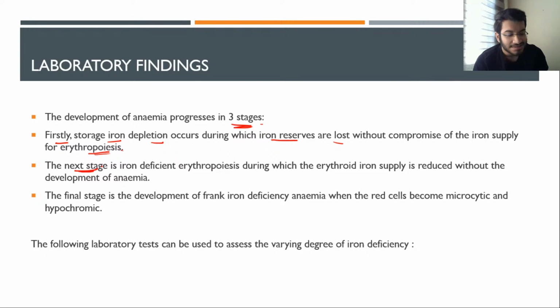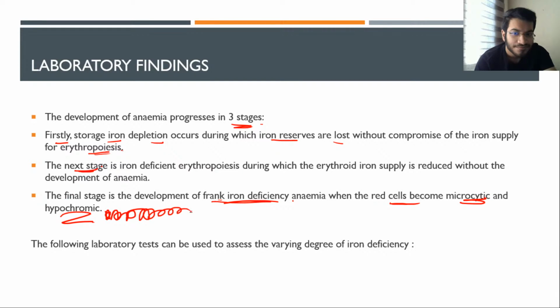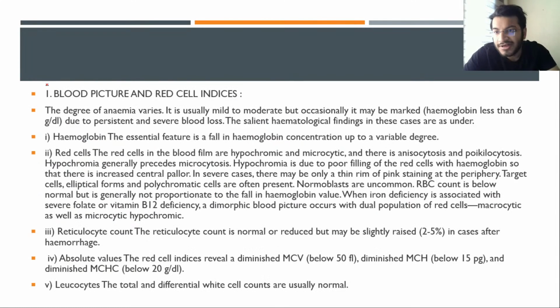Then final stage, frank iron deficiency anemia develops when the red cells become microcytic and hypochromic. The following laboratory tests can be used to assess the varying degree of iron deficiency. First is blood picture and red cell indices.